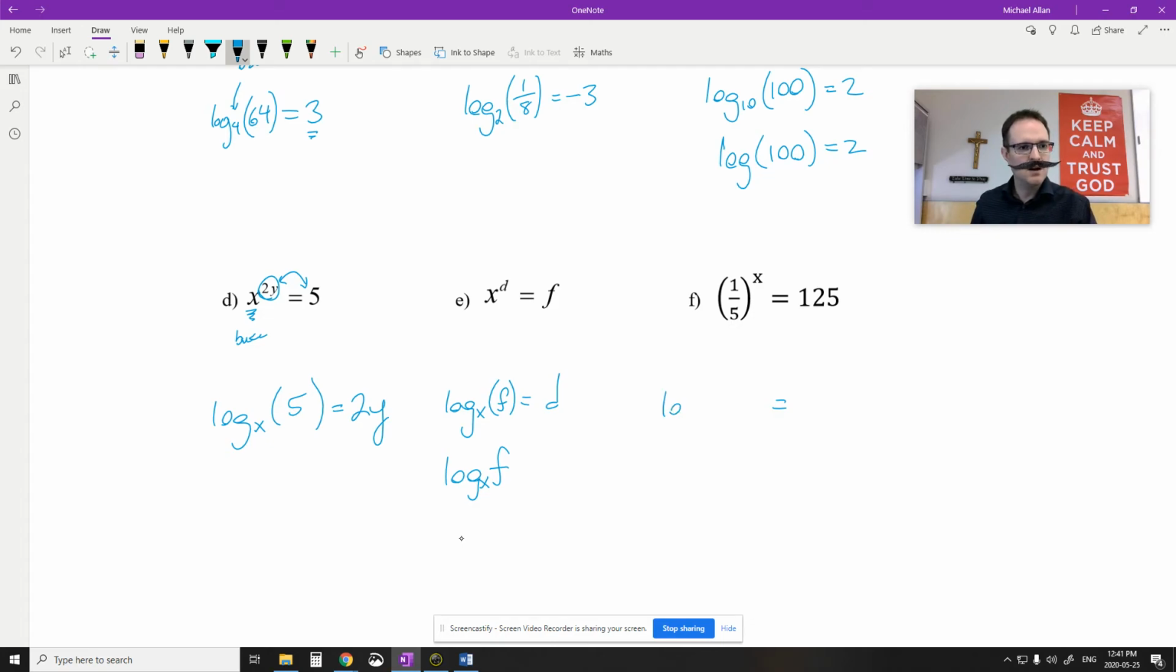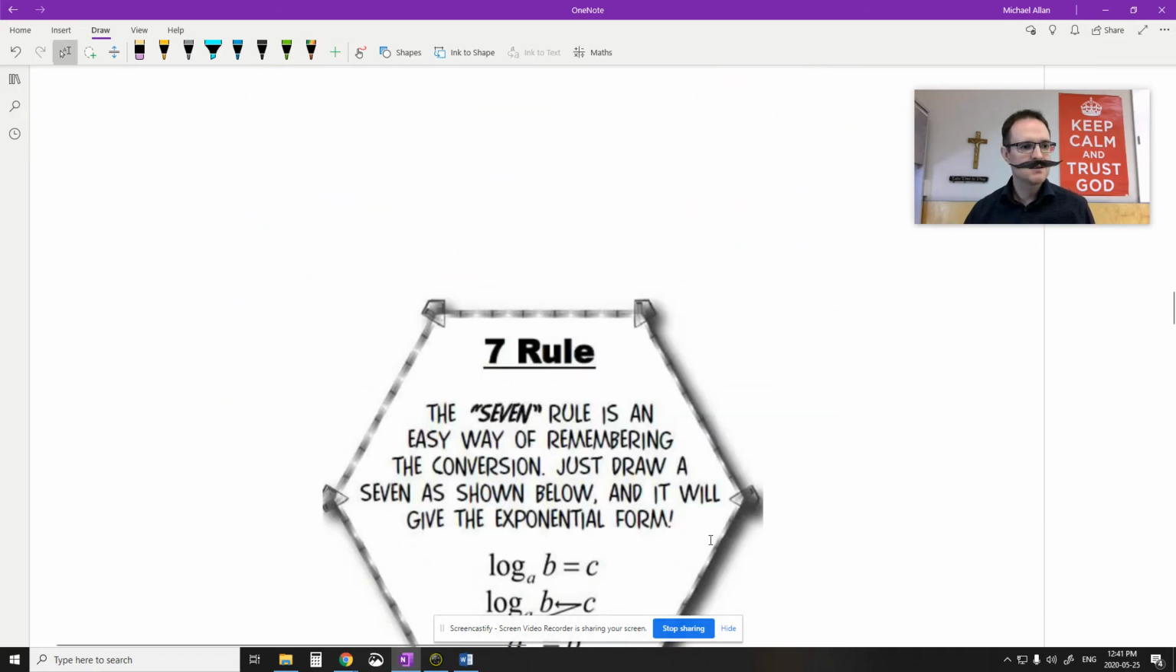I can change this into log form. So this would be a log base 1/5. So that's going to be a tiny little 1/5 there. We put brackets here. 125. So those are going to switch their spots. Is equal to x. Now, I can punch this into my calculator and now solve for x.